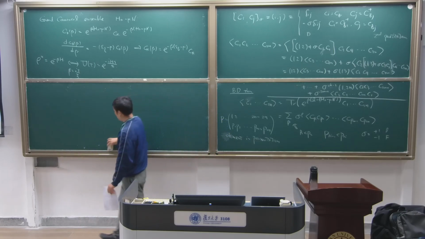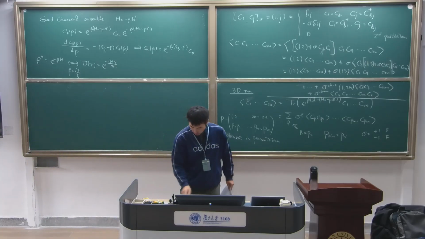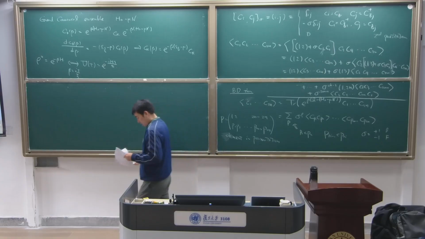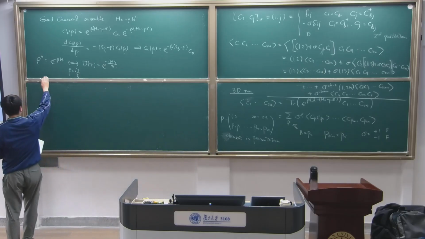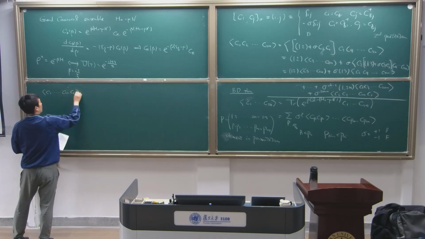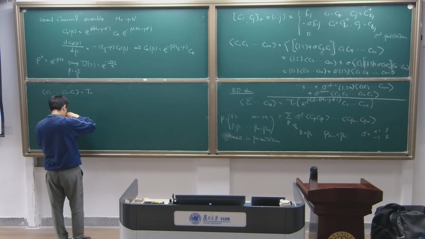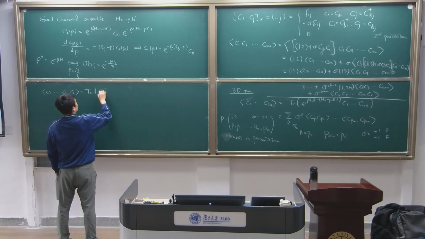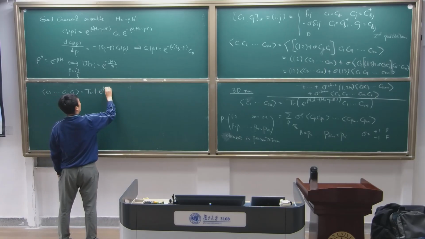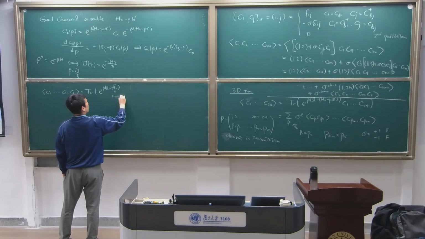Okay, so now I erase today's call. Okay, let's do the step one by one. So recall that the correlator of C2 and C1 is the trace of e to the beta omega minus h naught, Charlie h naught. So this is the h naught minus n.